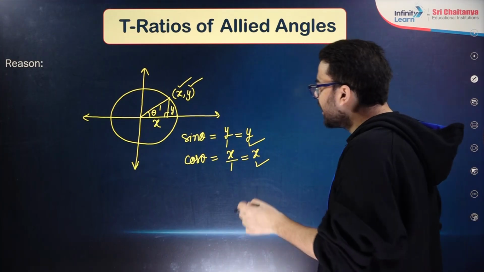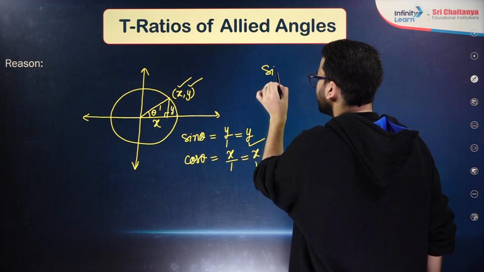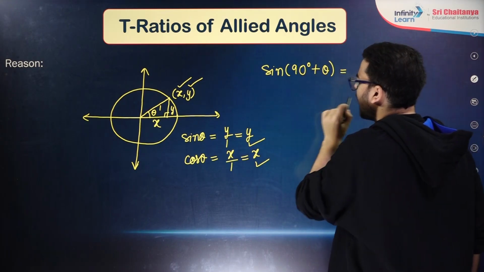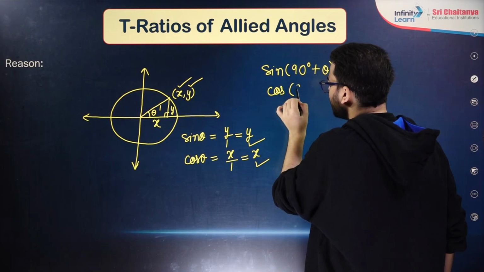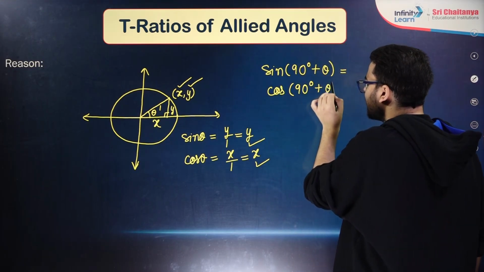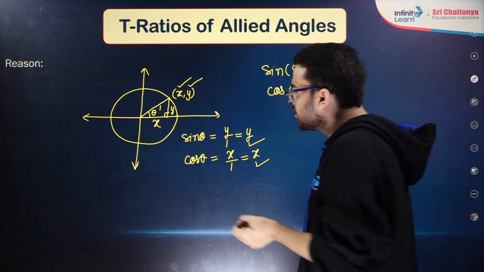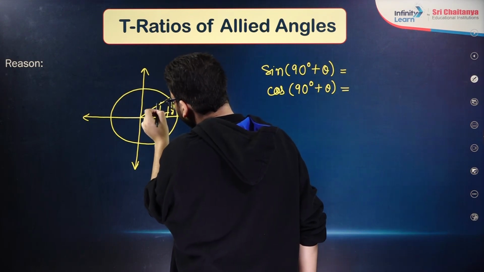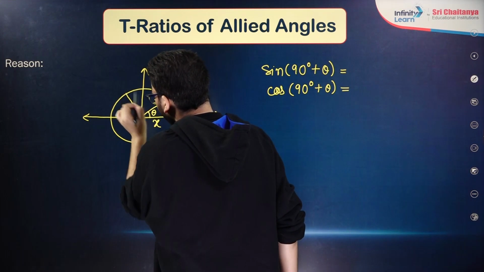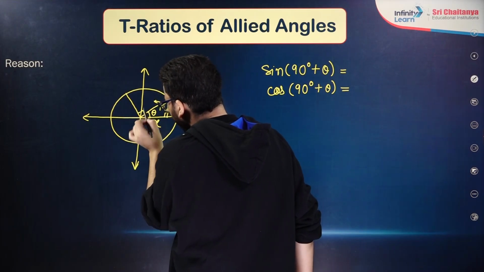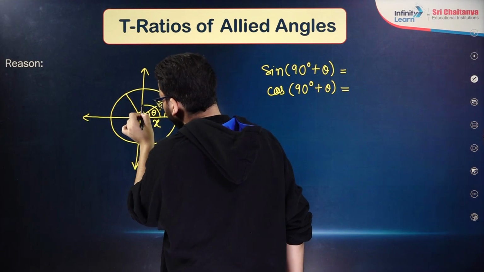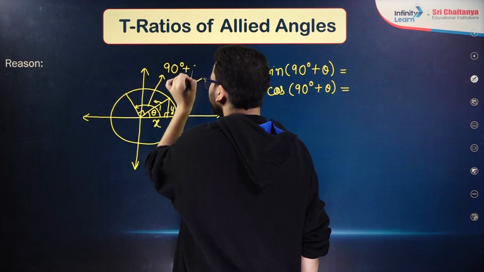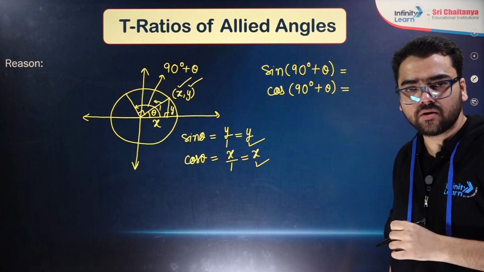Correct? So over here, suppose they are telling us to find the value of sine 90 plus theta, and then they are saying to find cos 90 plus theta. See that patiently, right? So this angle is theta. I want 90 more. So I have to rotate this, guys, like this. So if you take 90 over here, this total angle will be 90 plus theta. I hope you understand that.